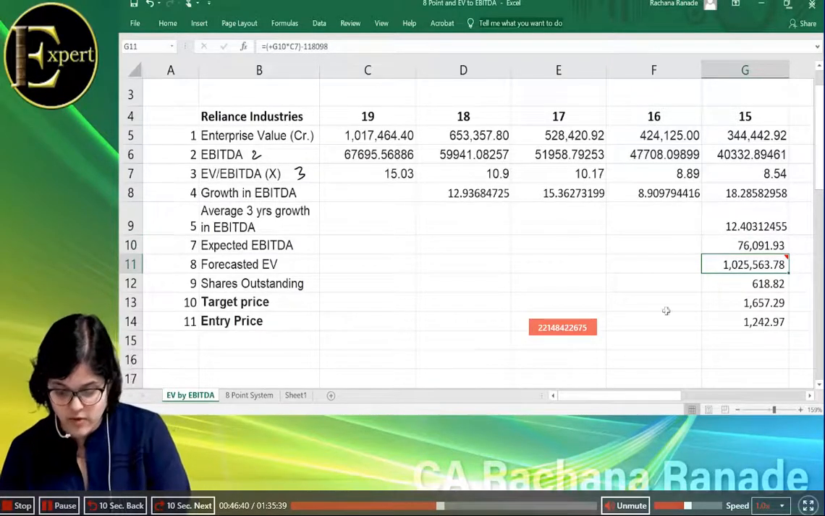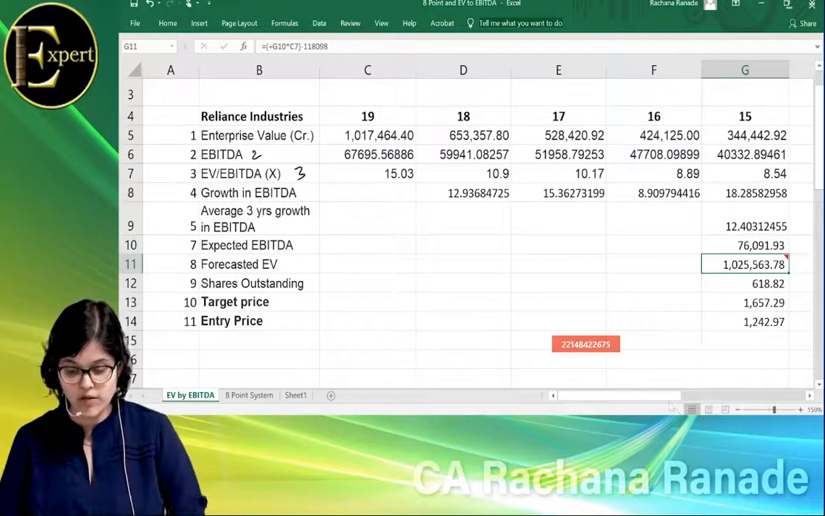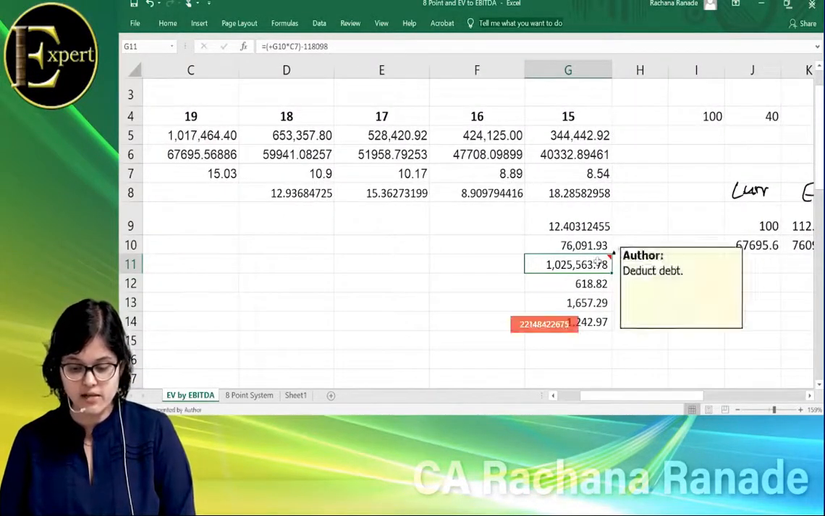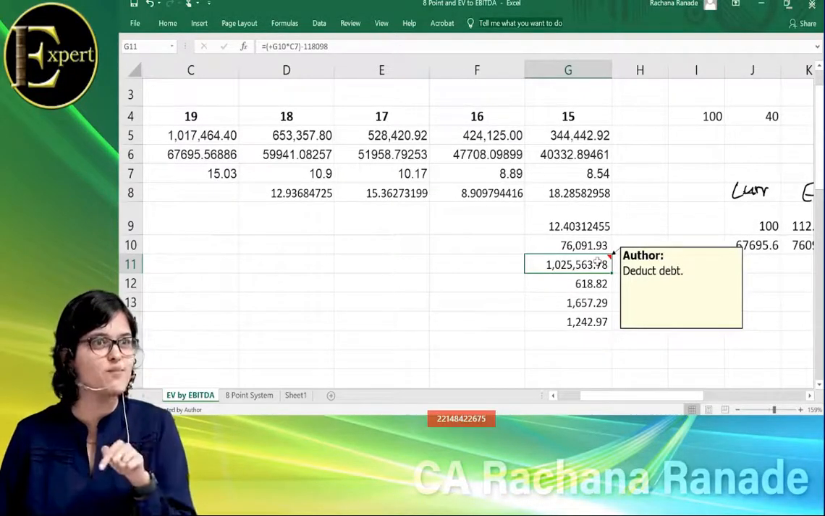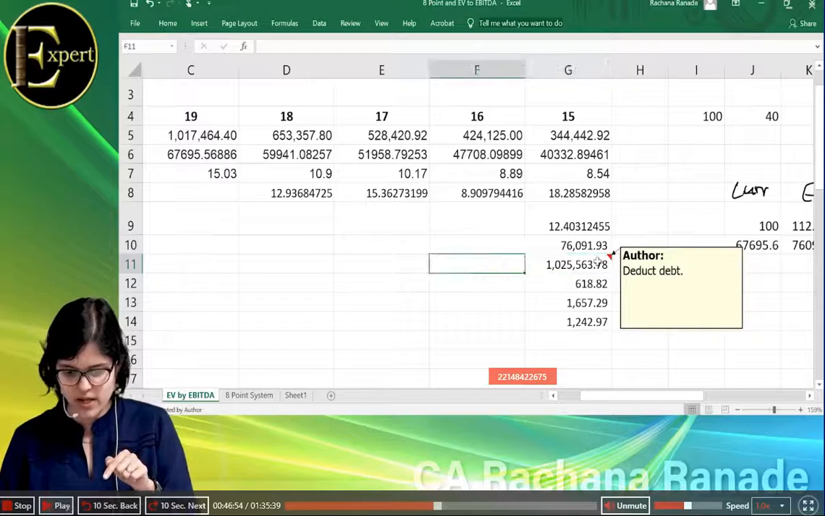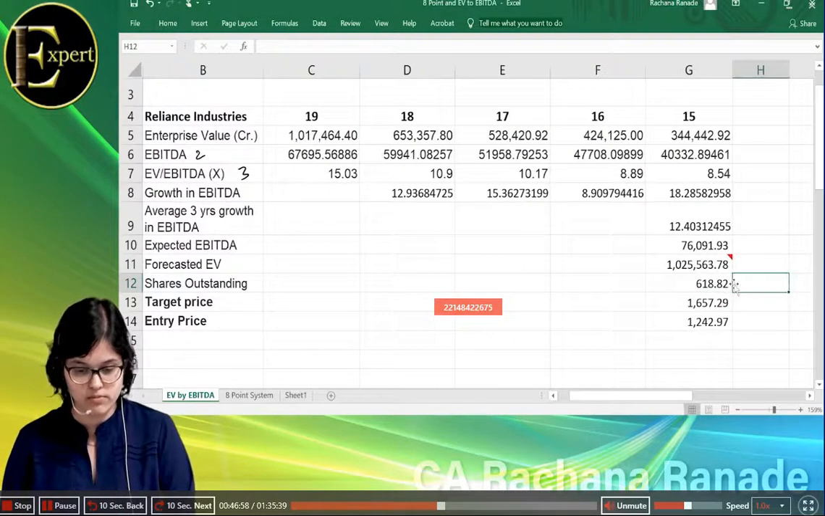Okay, so this I've deliberately marked with red. I've inserted a comment. One more thing you'll have to do. What you'll have to do is deduct debt. That one thing you have to do, because that will be different for different companies. I can't put the figure directly here. Then shares outstanding. This is also to be input.